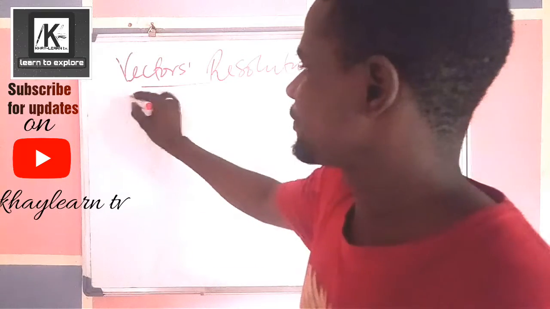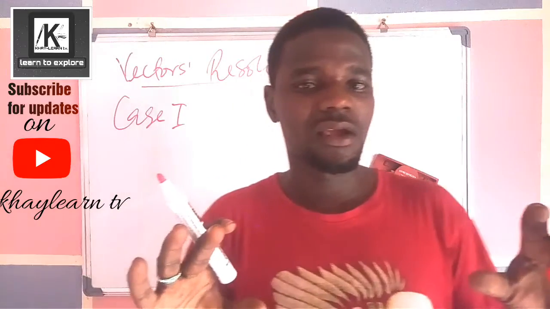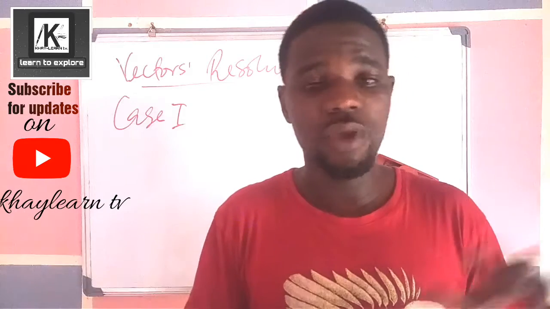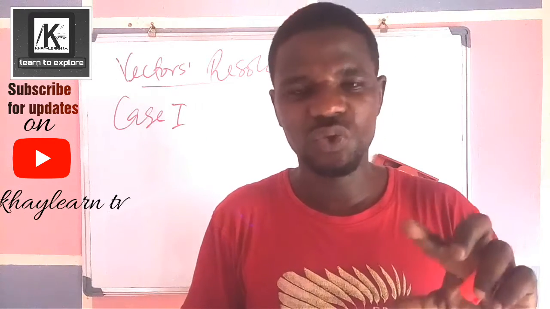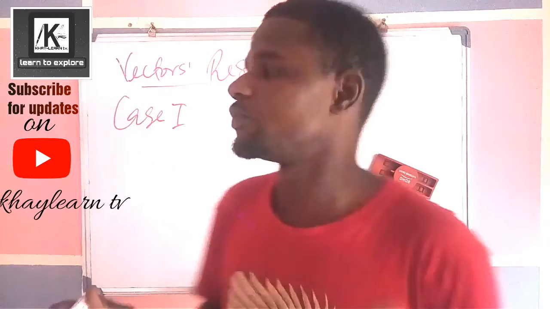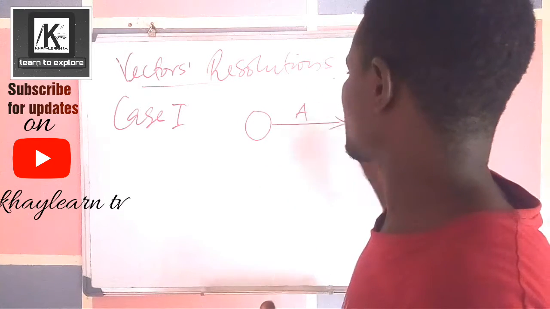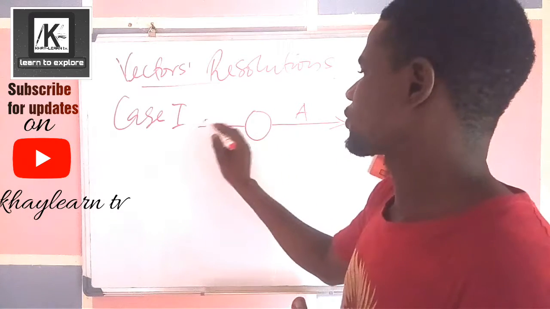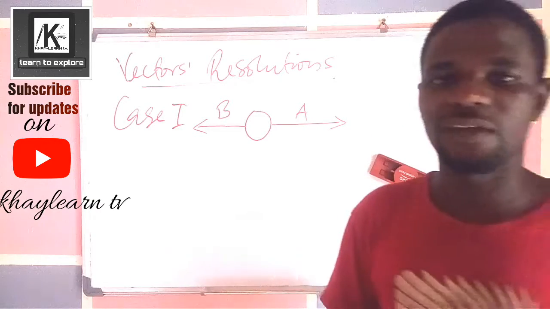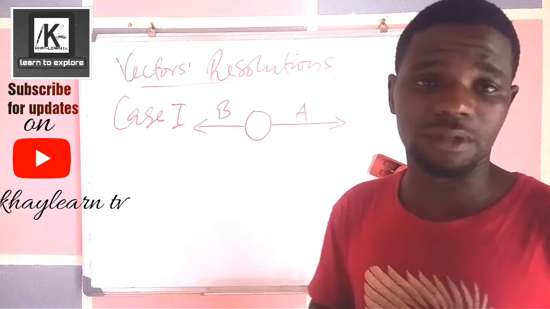In case 1, when the 2 vectors move in different directions, there is a way to find their total or effective vector between them. As an example, assuming you have a vector A, and you have another vector B. By mere looking, the vector A is longer and more magnified than the vector B.